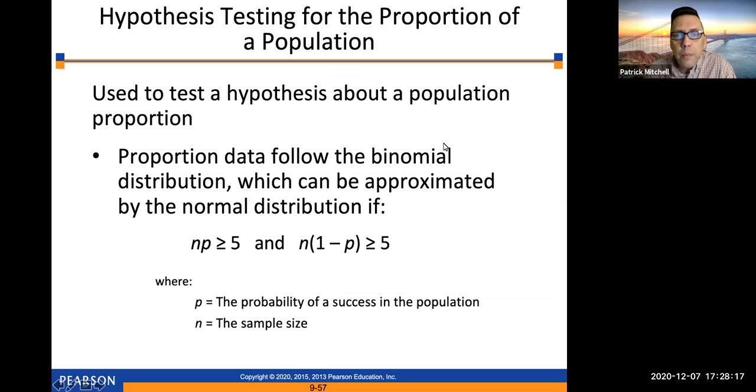All right, so proportion data follow the binomial distribution, which can be approximated by the normal distribution, remember, if n times p and n times 1 minus p are both at least 5. And again, n is the sample size and p is the probability of a success in the population.